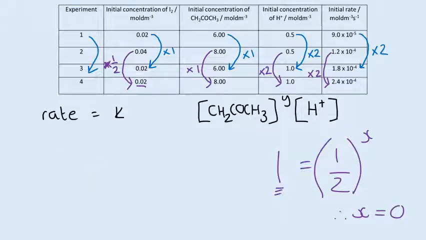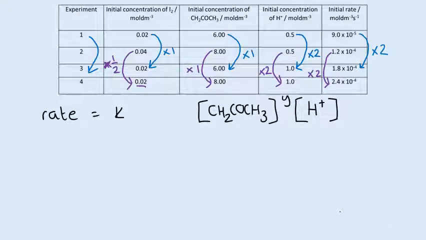We now need to determine the order with respect to CH2, CO, CH3. So let's pick 2 experiments now. I'll change colour to a green. Let's find where the concentration of the CH2, CO, CH3 changes. Now, just to compare different experiments, I'm going to compare experiments 3 to 4.